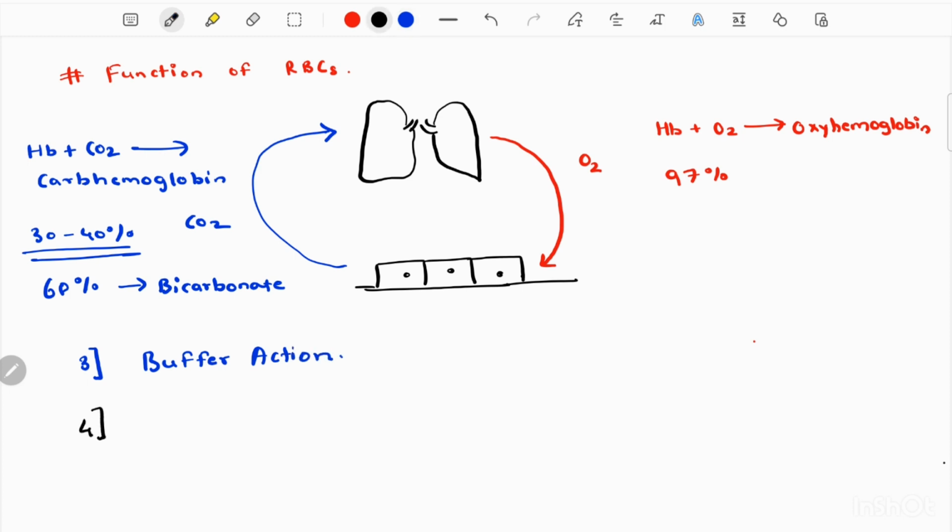Fourth function is in blood group determination. RBC carries blood group antigen like A antigen, B antigen, and Rh factor. This helps in determination of blood group and enables to prevent reaction due to incompatible blood transfusion. So this was all about function of red blood cell.